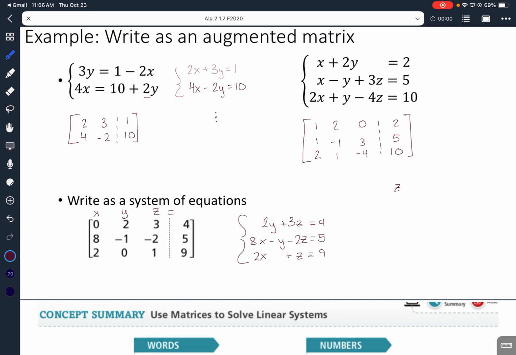Do I have to put y? I put -1. Do I have to use y? You put 8x minus y. Yes, because that's what the coefficient is. There is a y. It's 1 minus 1y.